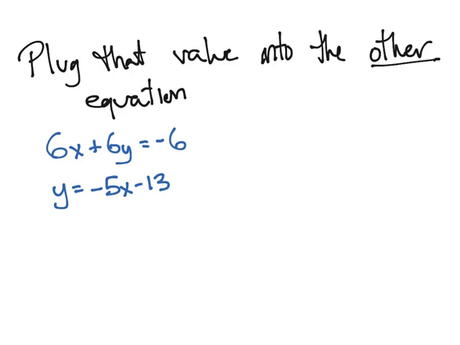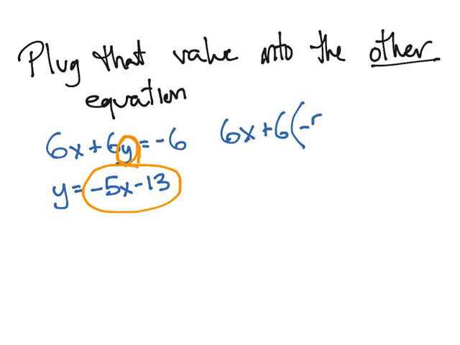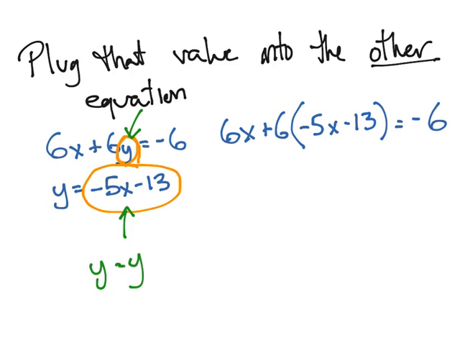Since we know that the y's in both equations are the same value, we can put one value into the other. What this means is that this entire expression here, negative 5x minus 13, can replace this y here because they're equal. So we'll go ahead and plug that in and get 6x plus 6 times negative 5x minus 13 is equal to negative 6. That's all we have to do. We're substituting this expression for this variable because our y's are equal to each other.